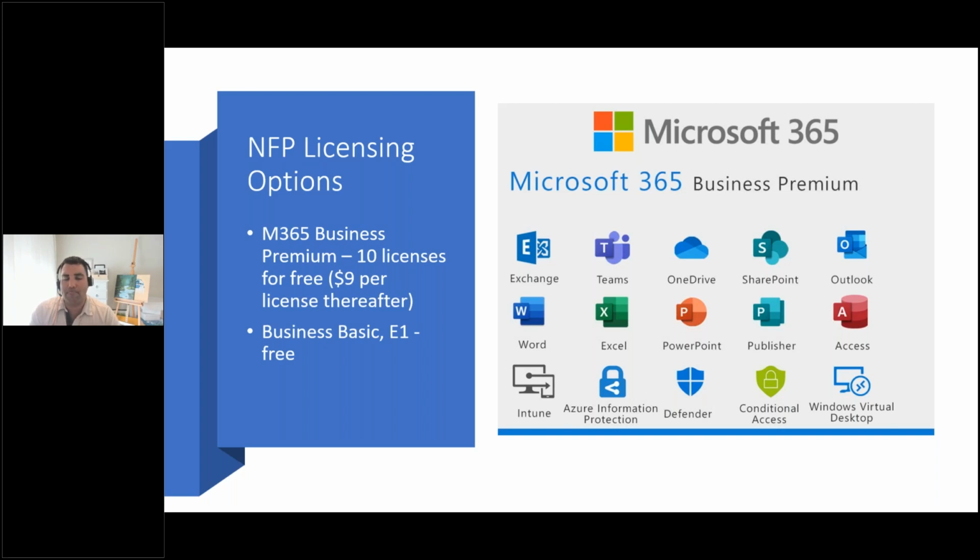So you've got Exchange, which is email, you've got Teams, you've got OneDrive, you've got SharePoint, you've got Outlook, you've got all of that. Now those top two lines will come with a Business Standard license. The bottom ones are exclusive to Business Premium. So Intune, Azure IP, Azure Information Protection, Defender, Conditional Access, and Windows Virtual Desktop, which some people will use.